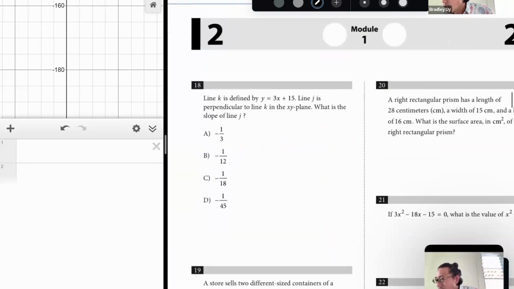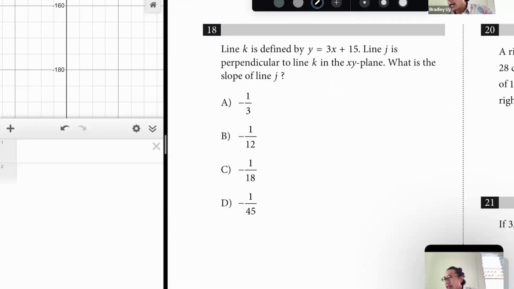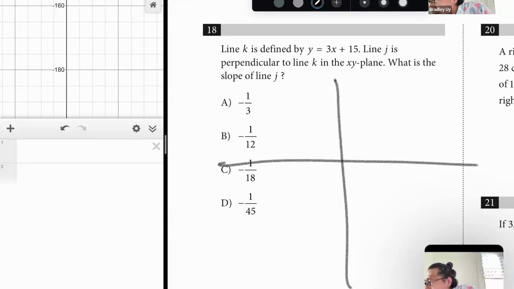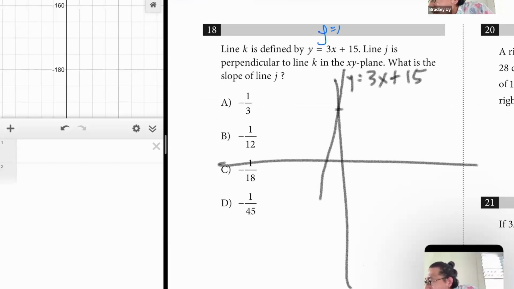18. Line K is defined by y equals 3x plus 15. If I were to sketch this very briefly, 15 is up there. I know there's no scale, but we have a slope of 3. This is y equals 3x plus 15, which is in slope-intercept form, y equals mx plus b. The slope in this case is 3. I'll jot that down. The slope of this line is 3.